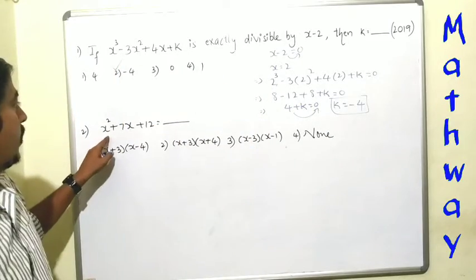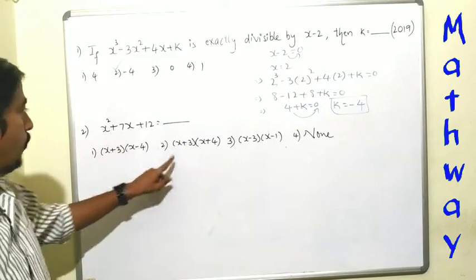Next question. x square plus 7x plus 12 equals dash. So here we need to factorize this.